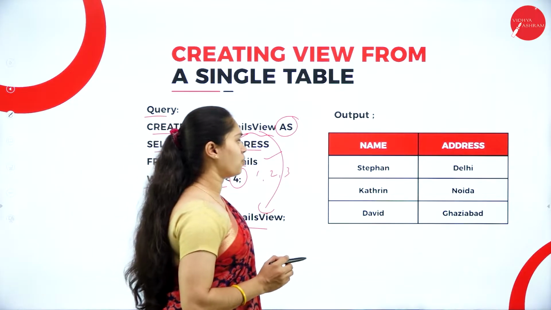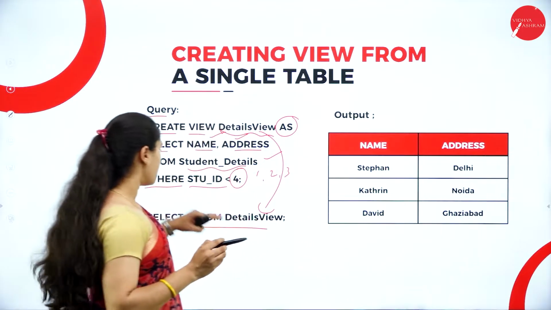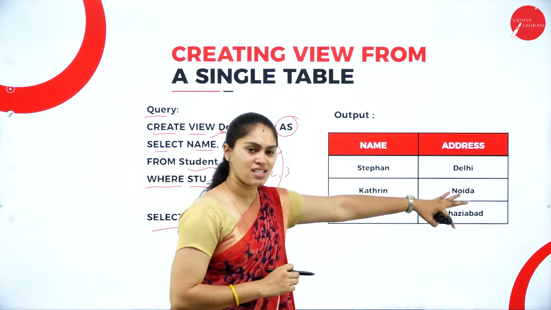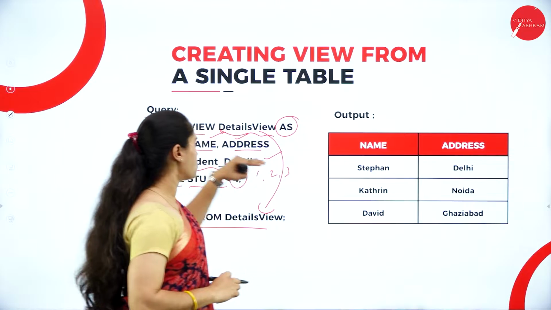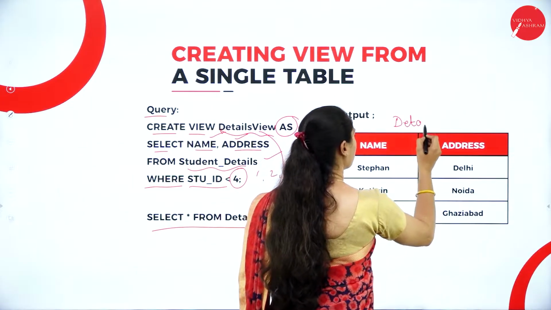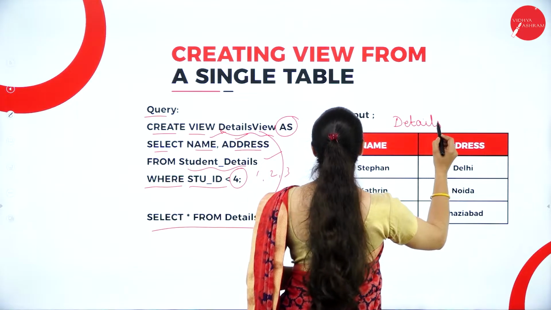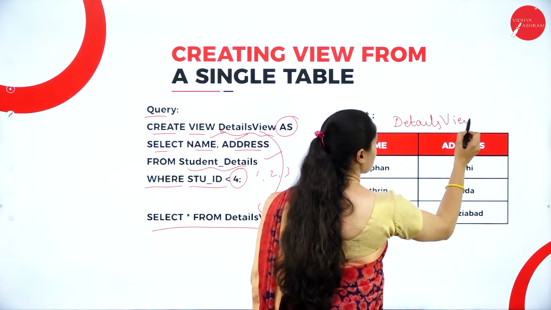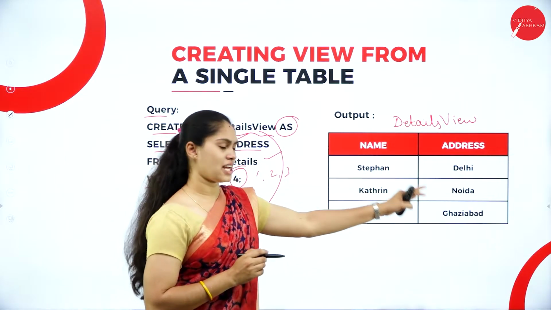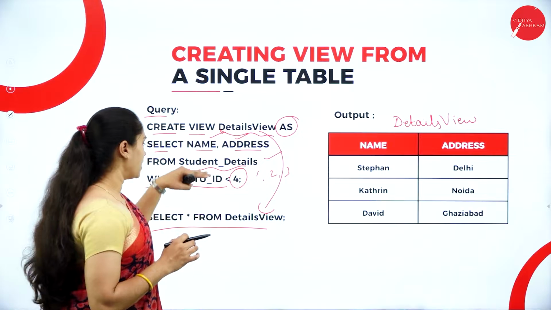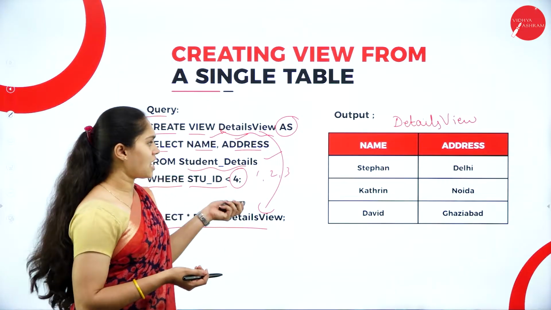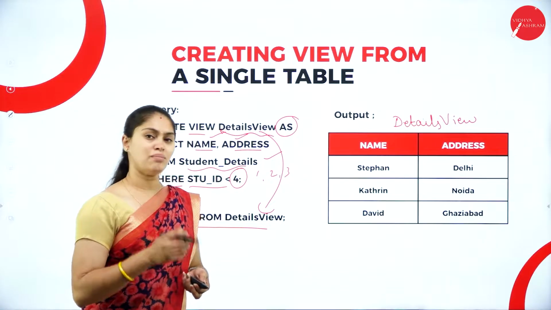So here you can see the output from the student table. From the student details table, we have fetched name and address, and now this name and address come under the details view. So this details view is a virtual table, which is going to have the data about the name as well as address, which we get from student details. So it is a virtual table, right? This is how we can fetch the content from a single table.